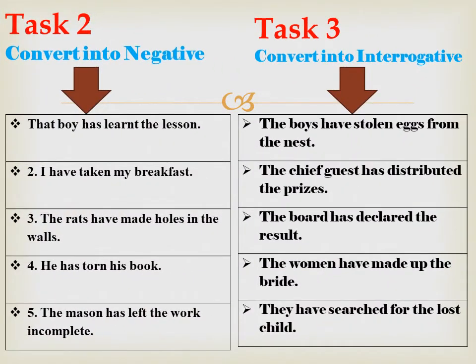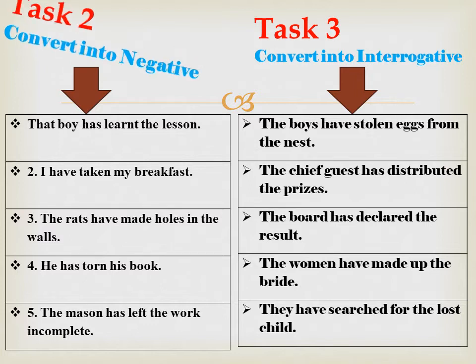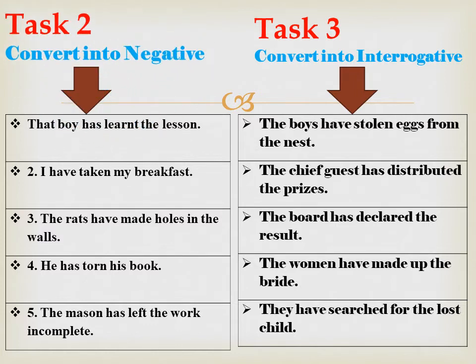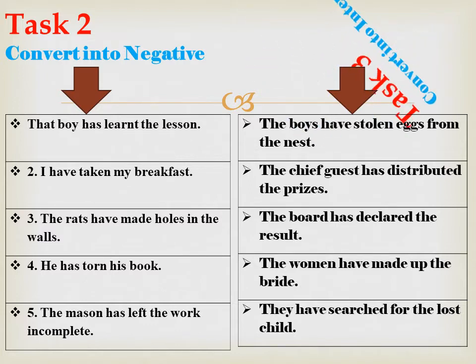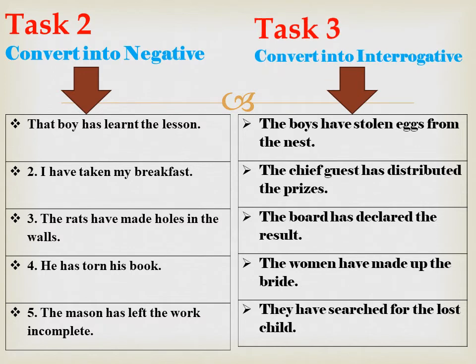And here goes task 2, which is to convert the given sentences into negative. You have a list of 5 sentences given here which you are supposed to convert into negative, whereas task 3 requires you to convert the given sentences into interrogative using the same tense which you have learnt right now.